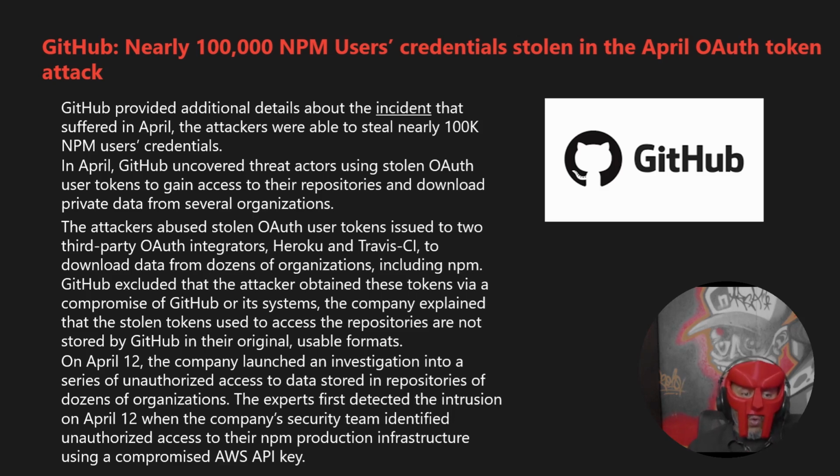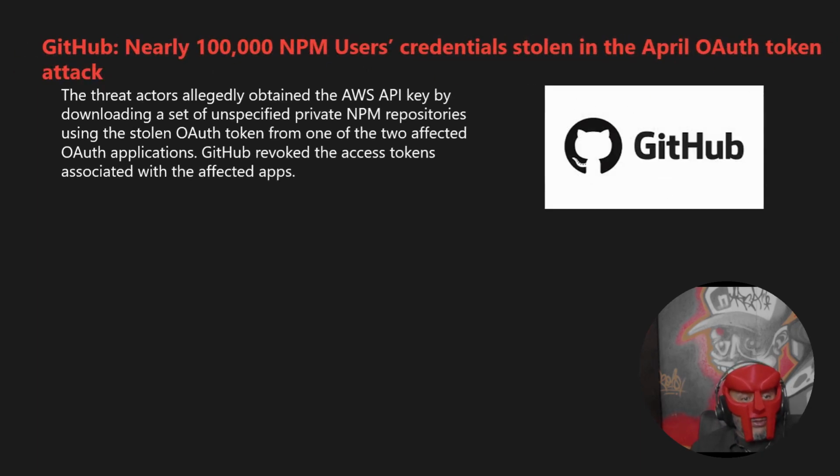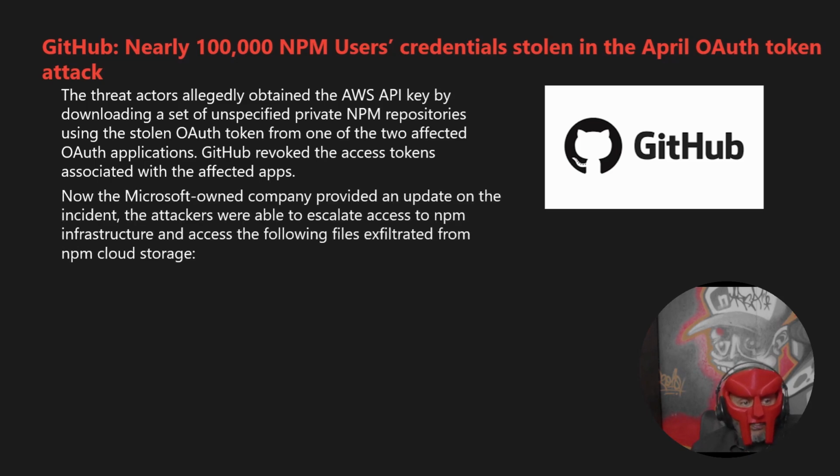So GitHub's own NPM production infrastructure was accessed by unauthorized individuals. The threat actors allegedly obtained the AWS API key by downloading a set of unspecified private NPM repositories using the stolen OAuth token from one of the 2 affected OAuth applications. GitHub revoked the access tokens associated with the affected apps. Now, the Microsoft-owned company provided an update on the incident.